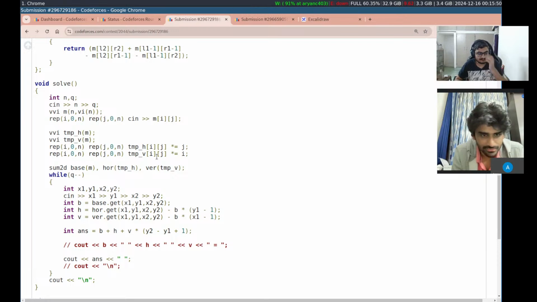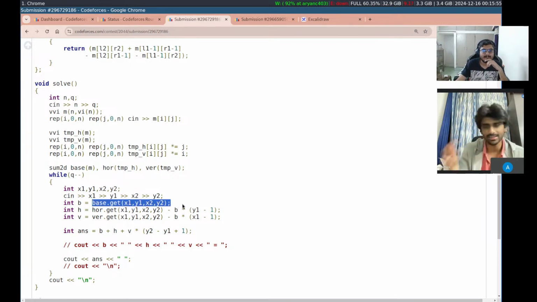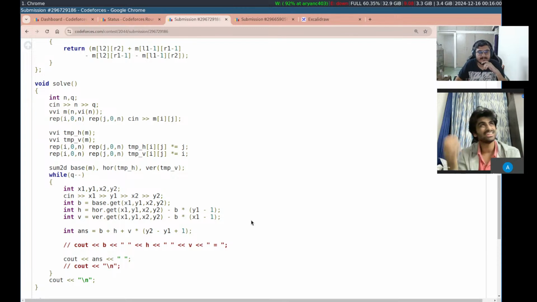And then simply, whatever we did, it's the same thing. Base is the original matrix, then hor is the horizontal, where we multiply by 0, 1, 2, and ver is the vertical one. And yeah, simple manipulations. That's it. I think this code is really small compared to what I have written, and even readable as well. Yeah, exactly, because I made the struct.